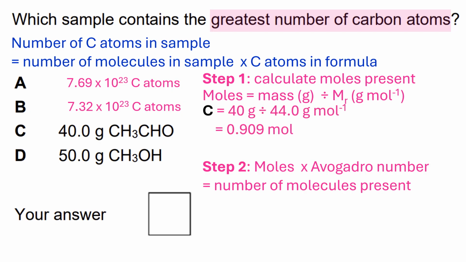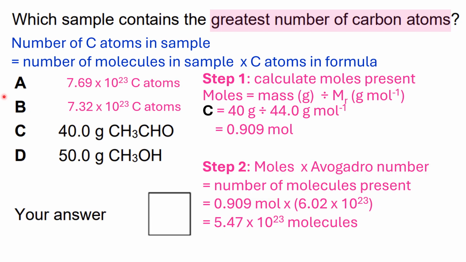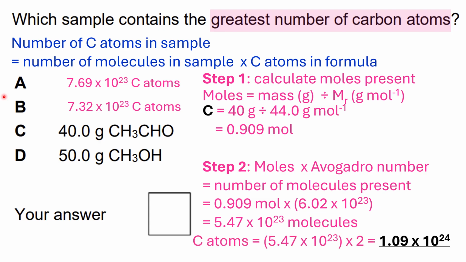Going on to C, it's 40 grams this time, divided by 44 grams per mole. So that's your 12 plus 3 plus another 12 plus another 1 plus 16 gives you 44. So it's 0.909 moles this time. Again, multiply by Avogadro's number, and you get 5.47 times 10 to the 23. This time, you can see there's only 2 carbon atoms present in the molecule, so therefore that's doubled. That gives you 1.09 times 10 to the power of 24.